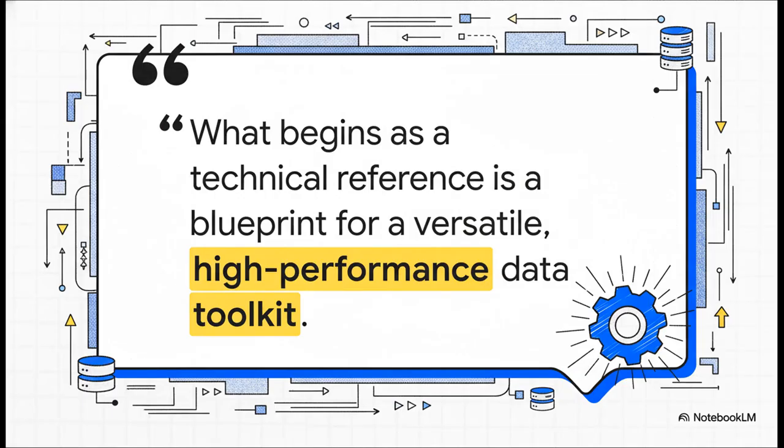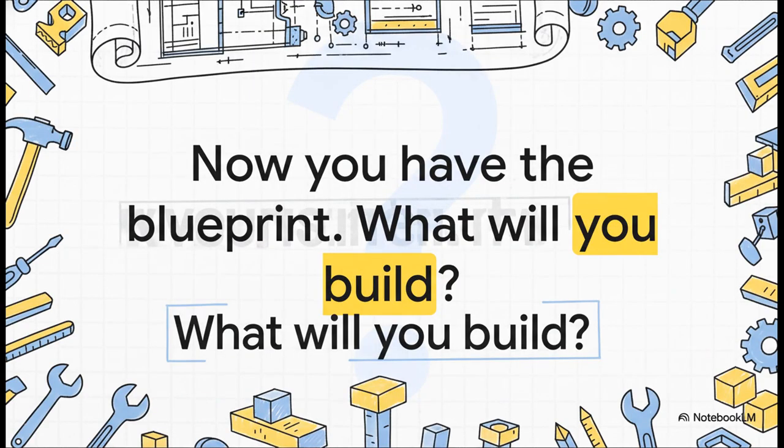And that really brings us to the big takeaway of this whole explainer. What starts out looking like just another technical document is actually the blueprint for an incredibly versatile and high-performance data toolkit. It's not just a list of commands you have to memorize, it's a guide to building modern, scalable, and seriously fast applications. So, you see, the API reference isn't just some document to be read, it's a set of tools to be used. You have the blueprint now, so the only real question left is, what are you going to build?